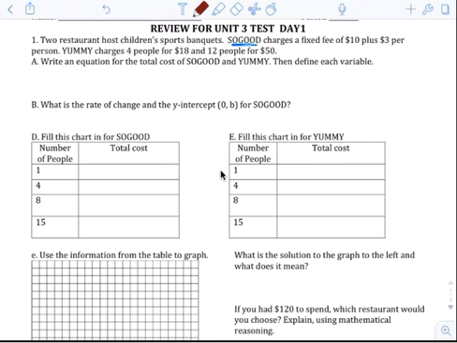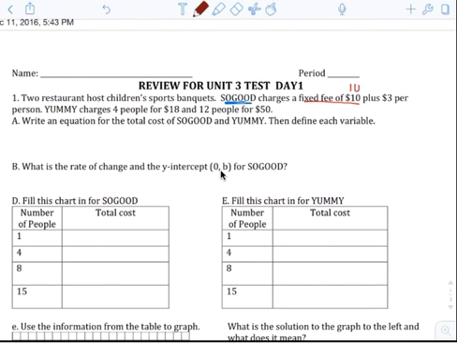Okay. Two restaurants host children's sport banquets. So Good charges a fixed fee of $10. So it's a fixed fee of $10, or a one-time fee. Sometimes I should change this to a one-time fee of $10 plus $3 per person, 3 times the number of people. So x represents the number of people.